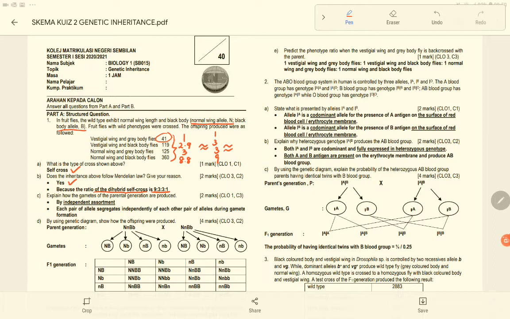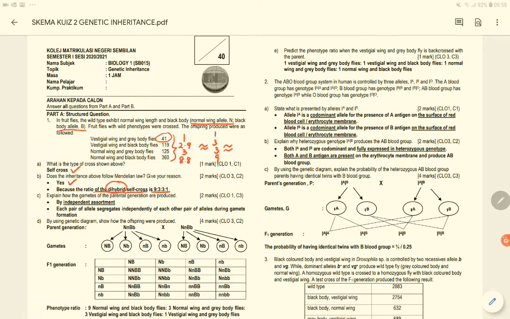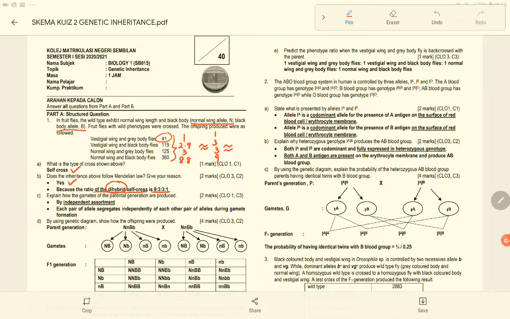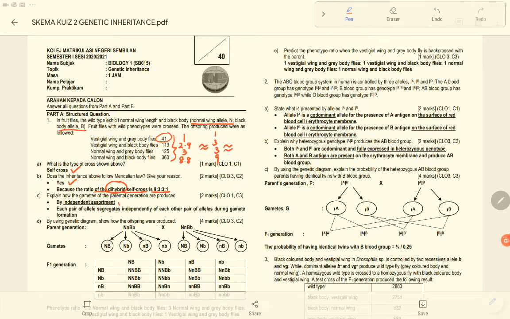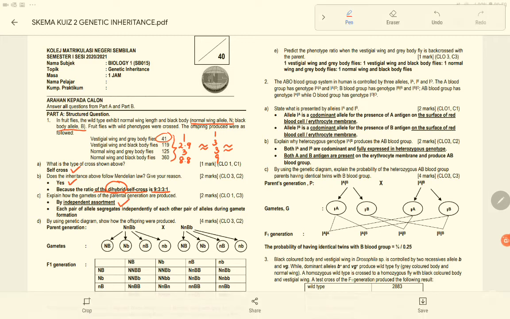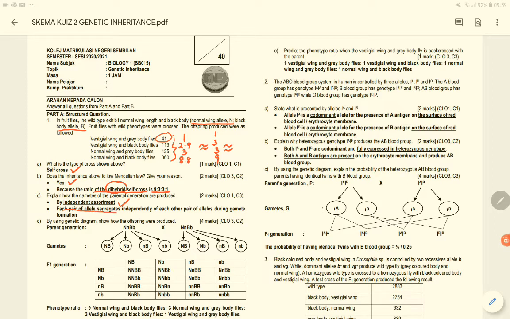Explain how the gametes of the parental generation are produced. For a dihybrid cross, it follows the law of independent assortment. So we produce the gametes by independent assortment. We explain independent assortment: each pair of alleles segregates independently of each other pair of alleles during gamete formation.